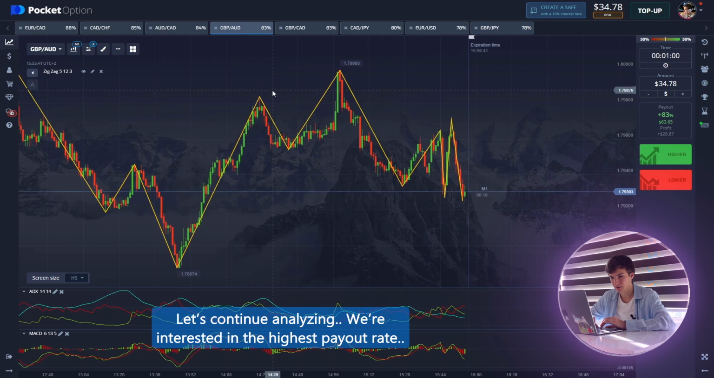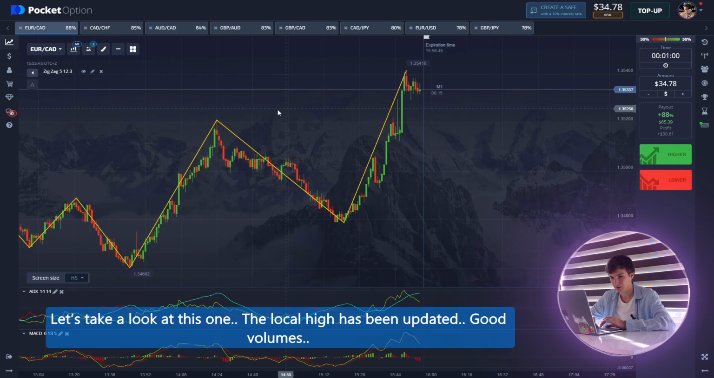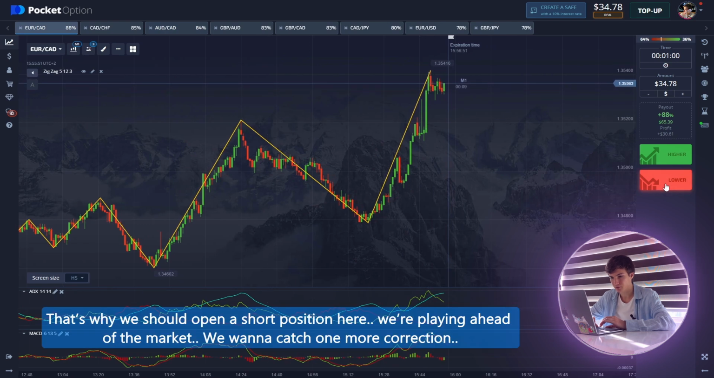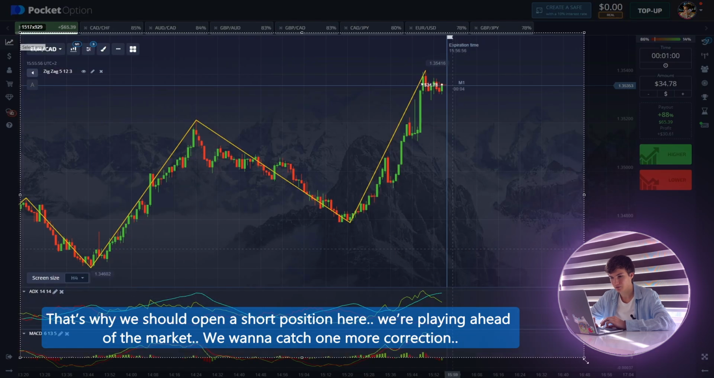Let's continue analyzing. We are interested in the highest paid out trade. Let's take a look at this one. The local high has been updated, got volumes. That's why we should open a short position here. We are playing ahead of the market. We want to catch one more correction.